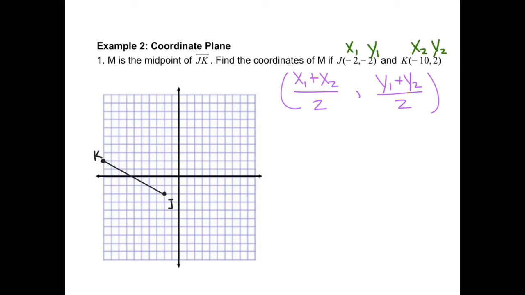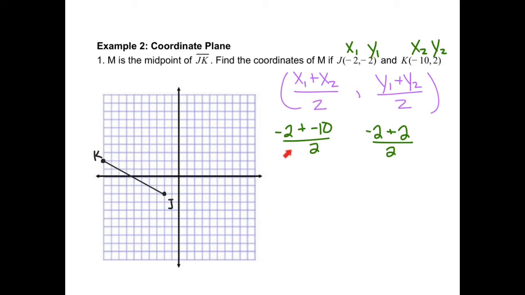In order to use the formula, we must first recognize what our x values are and what our y values are. So I've labeled them in green up top. And I've labeled them with the little 1s and 2s, again, just to signify that this is the first point, x, y. This is the second point, x, y. It's not x, x and y, y. That's not how the coordinate plane works.